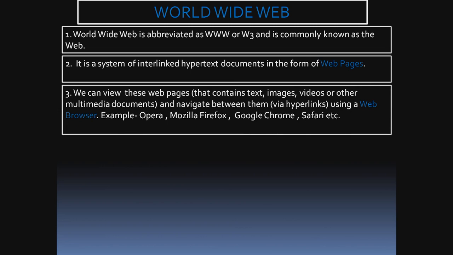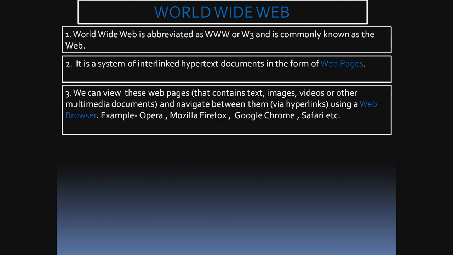Now we can view these web pages. We all know how to view. We can view these web pages with the help of web browsers. You know a lot of web browsers. We have Opera, we have Mozilla Firefox, we have Google Chrome, we have Safari. So there are many web browsers in the market. We can use any one of them to view our web pages.